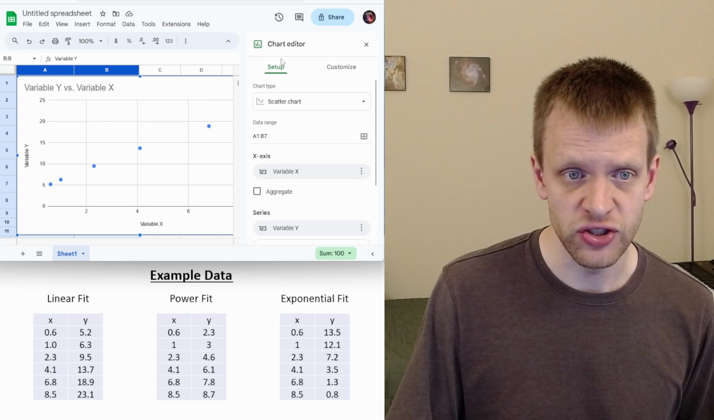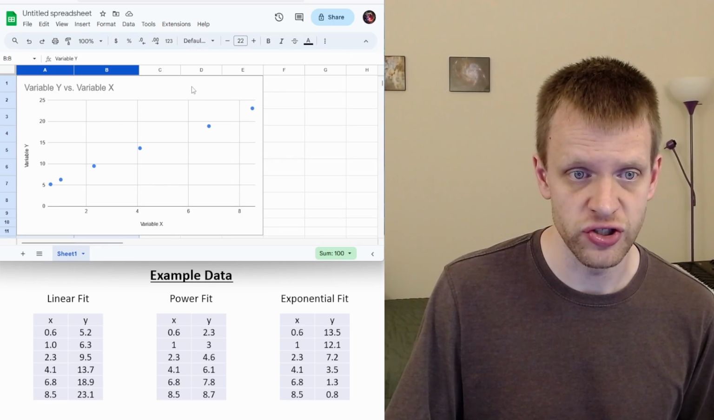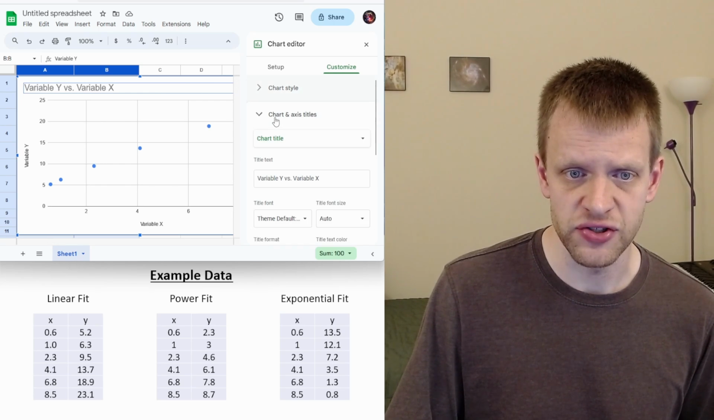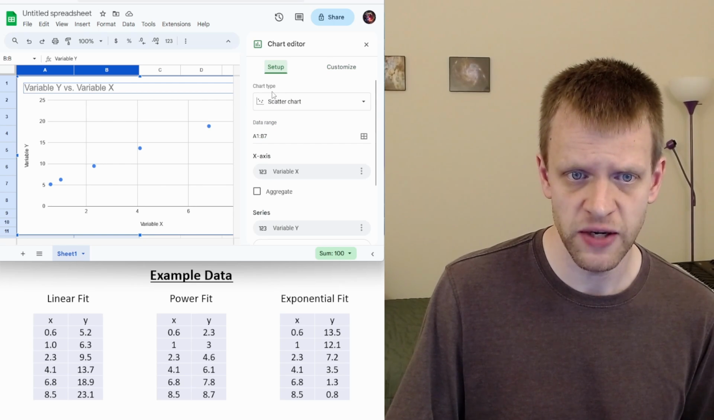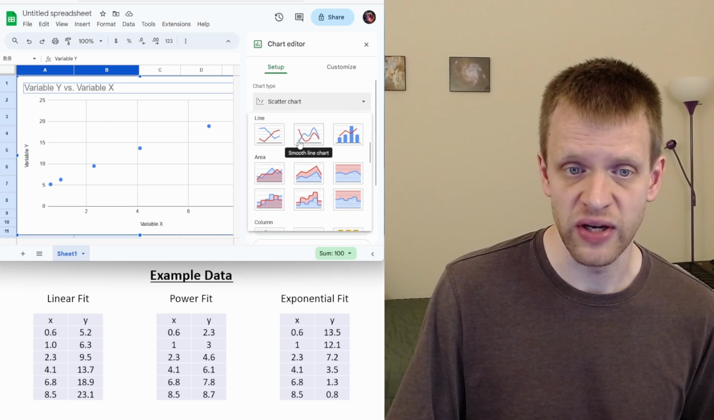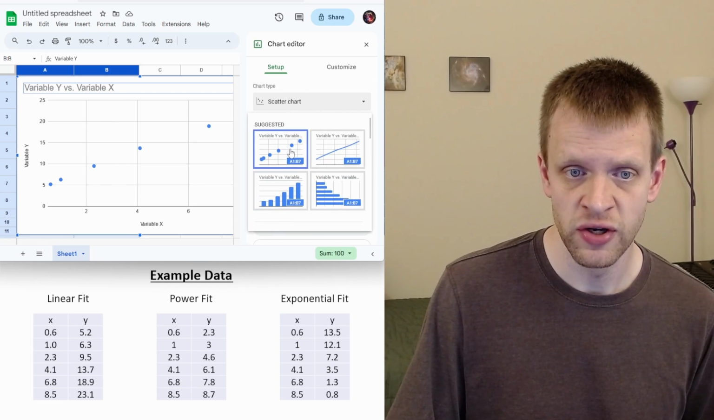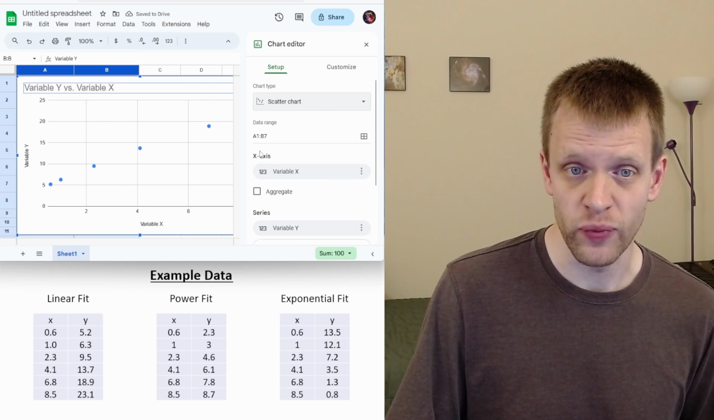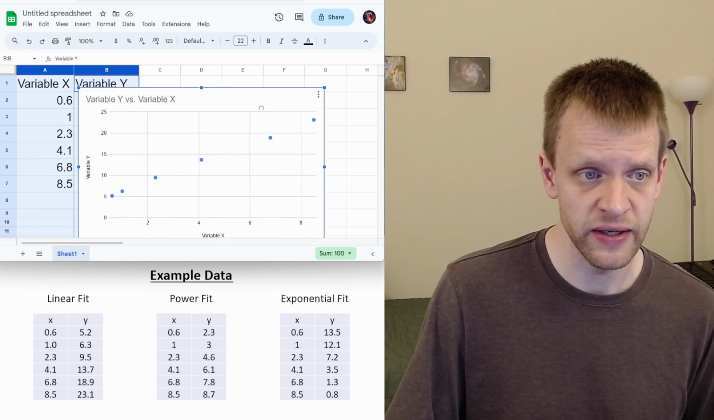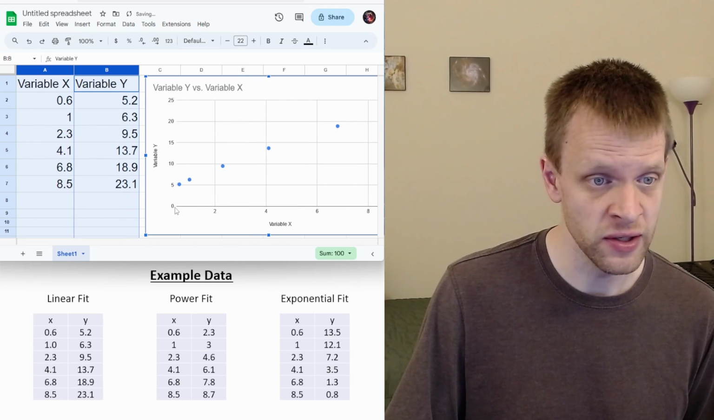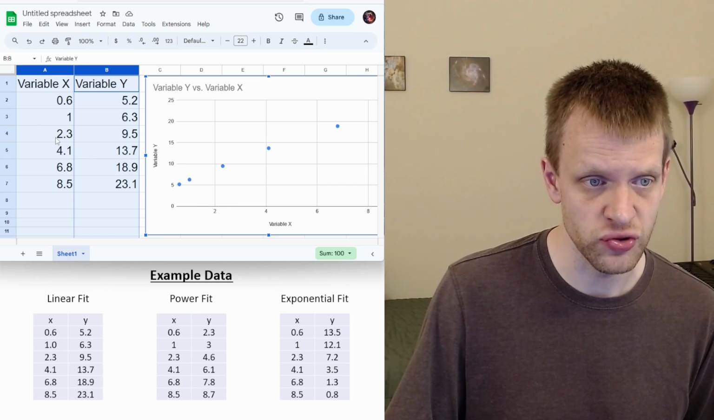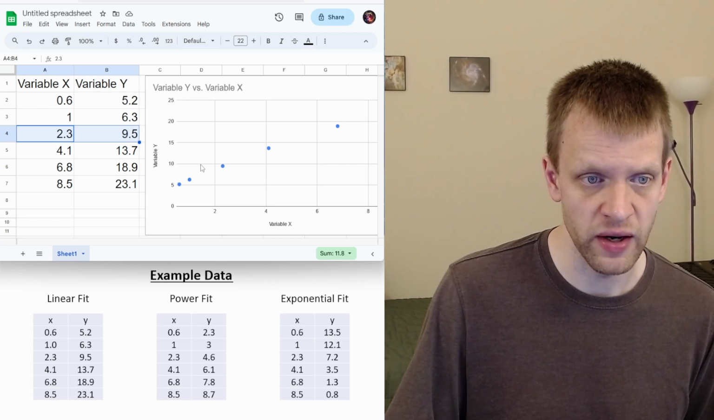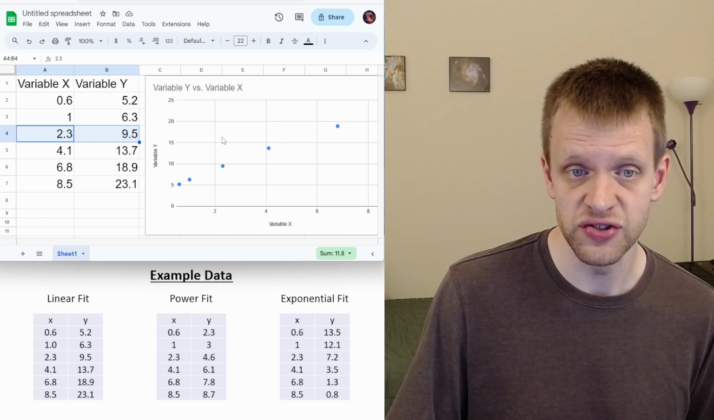But if you go up in the chart editor, and if that's closed, you can just double click on the graph. That'll bring up the chart editor again. And if we look at the setup part, if you go to setup, then it'll have chart type. We just want to make sure that we've got our scatter plot. So on this list of charts, this one was already suggested, but we want to make sure that is the scatter chart. We can make sure that we are looking at the correct data points, again, by checking an individual data point. So say, looking at a little after 2, so let's do the 2.3 and 9.5. So a little bit after 2 on the horizontal axis, a little bit underneath 10 on the vertical axis. Looks like we're graphing these data points correctly.